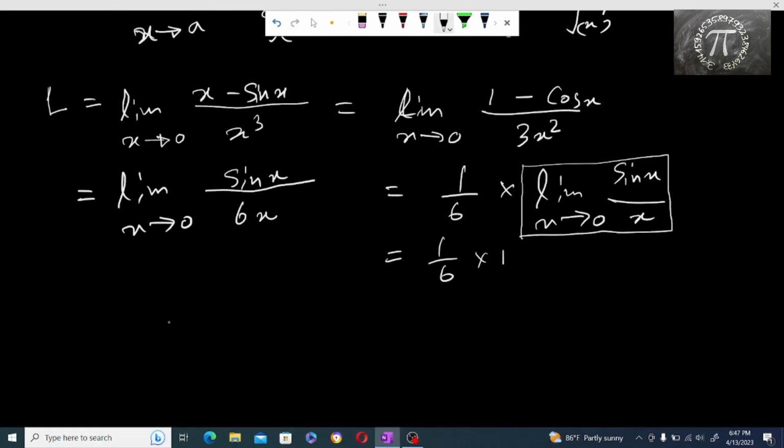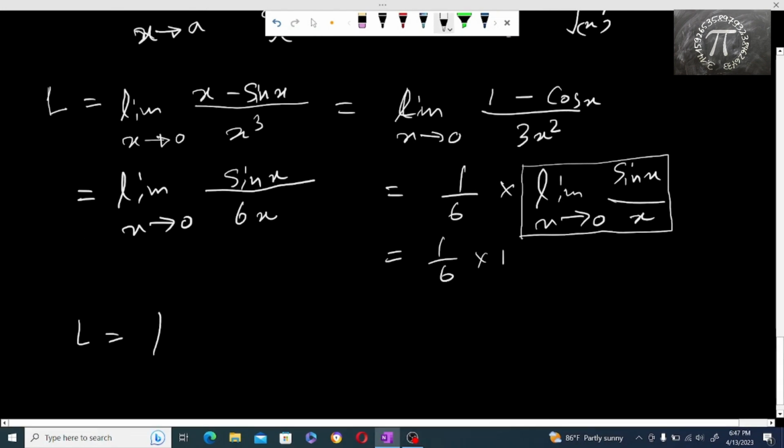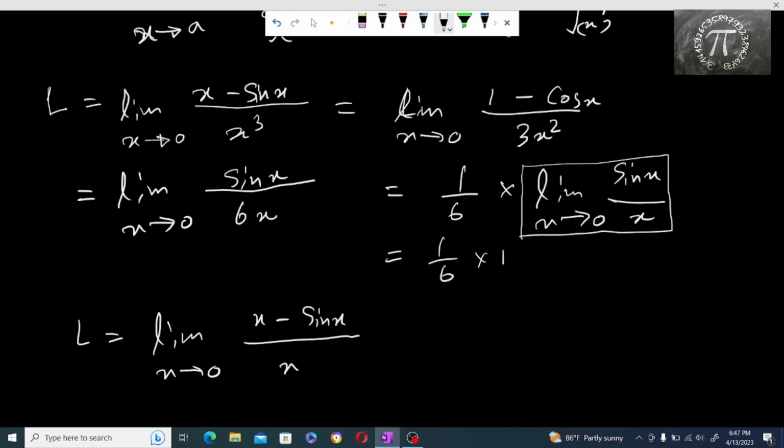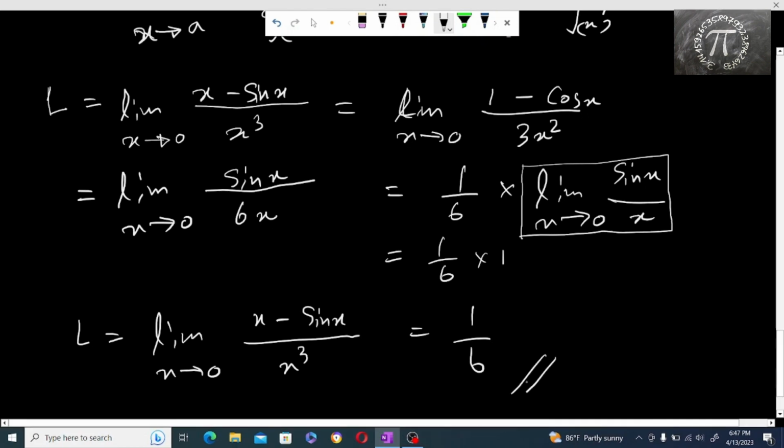So the answer is the same as before: the limit as x goes to 0 of (x minus sin x) divided by x to the power 3 is equal to 1 over 6. So that's method 2.